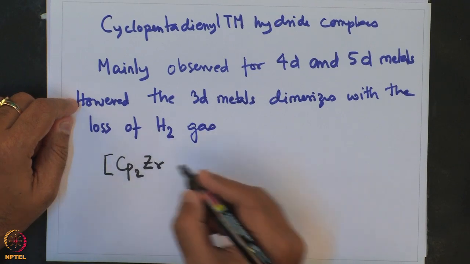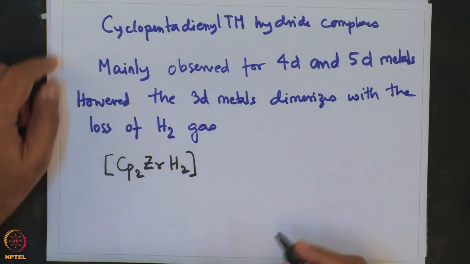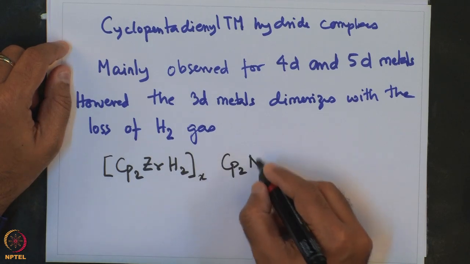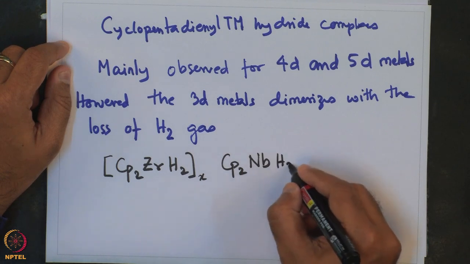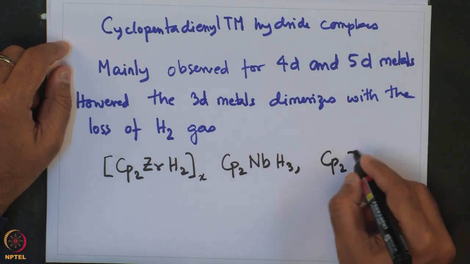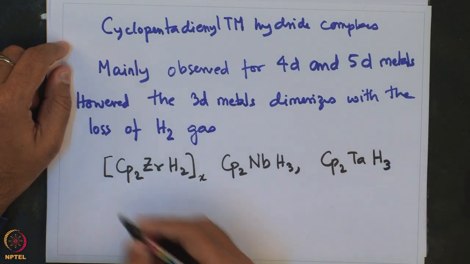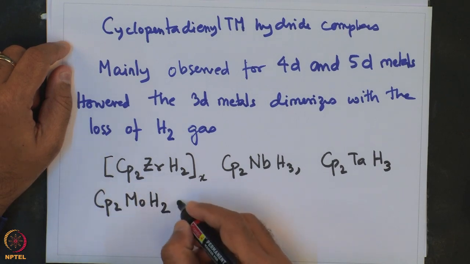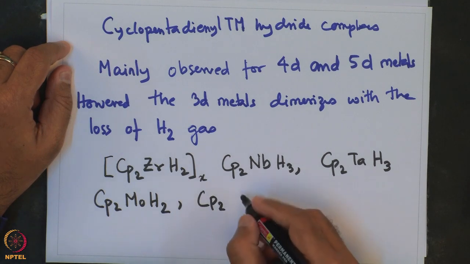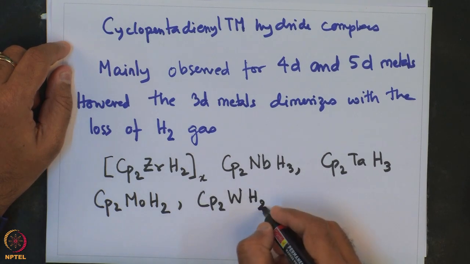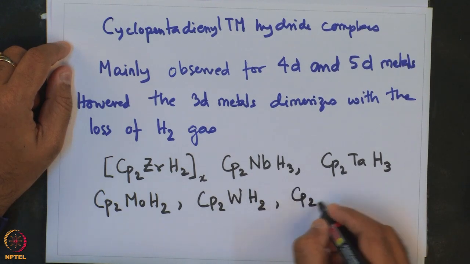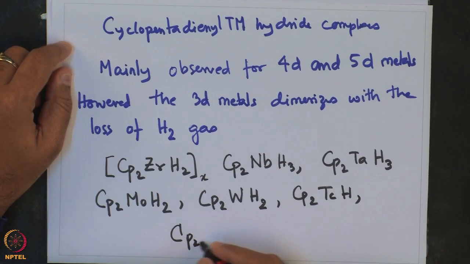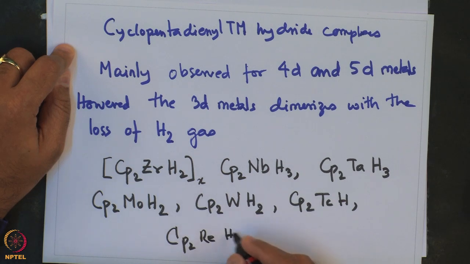Cp2 zirconium dihydride, which sometimes can be in aggregated form, or Cp2 niobium trihydride, Cp2 tantalum trihydride, Cp2 molybdenum dihydride, Cp2 tungsten dihydride, Cp2 technetium hydride, or Cp2 rhenium hydride.